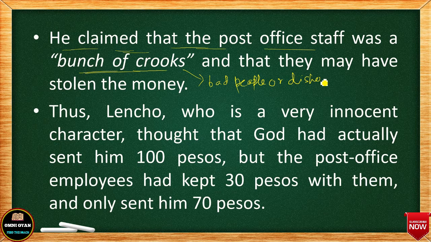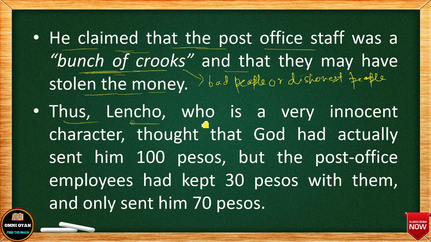According to Lencho, the post office people were a bunch of crooks, bad people, dishonest people, and they may have stolen the 30 pesos and sent only 70 pesos. These are greedy people. They have kept 30 pesos. He told God, you have sent 100 pesos, I am absolutely sure. But because you sent it through the post office, these people opened my envelope, took out 30 pesos and sent me 70 pesos only.